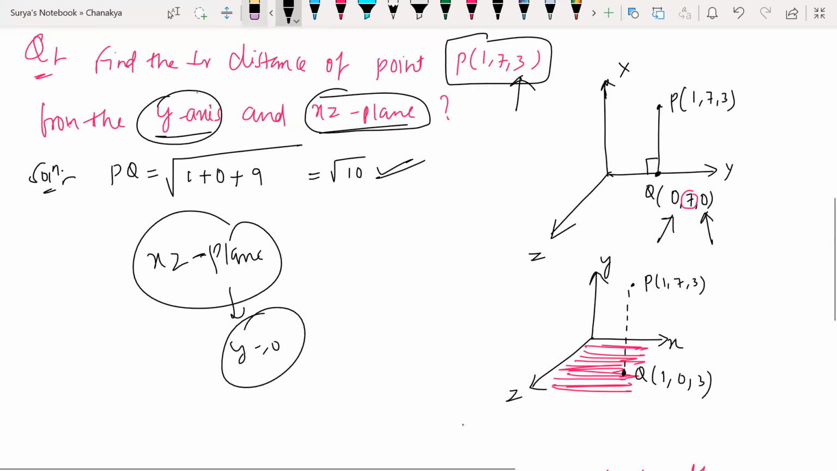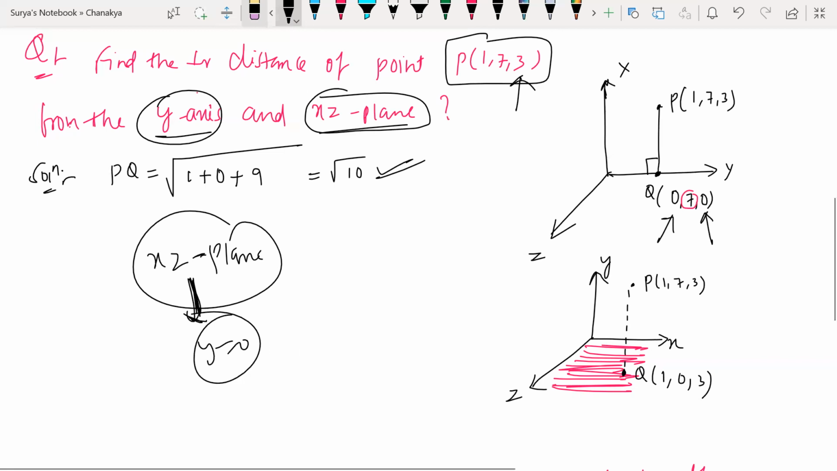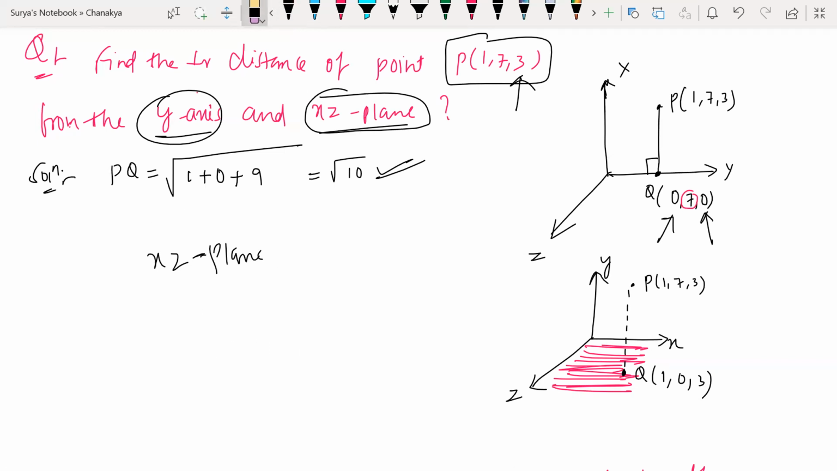Can I write it like this? Yes, sir. Are you able to understand? In the last class, what we discussed: in the XZ plane, Y will be 0. In the XY plane, Z will be 0. In the YZ plane, X will be 0. Here Y is absent, right? So Y will be 0. So here the Y coordinate is 0 and the rest will be the same.